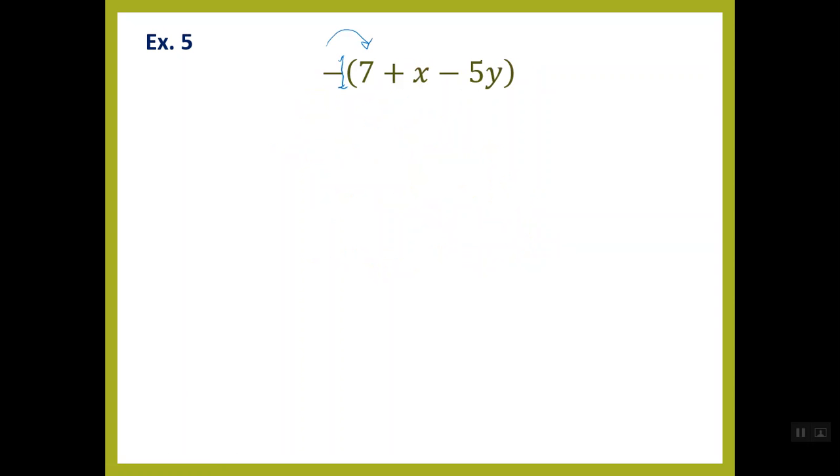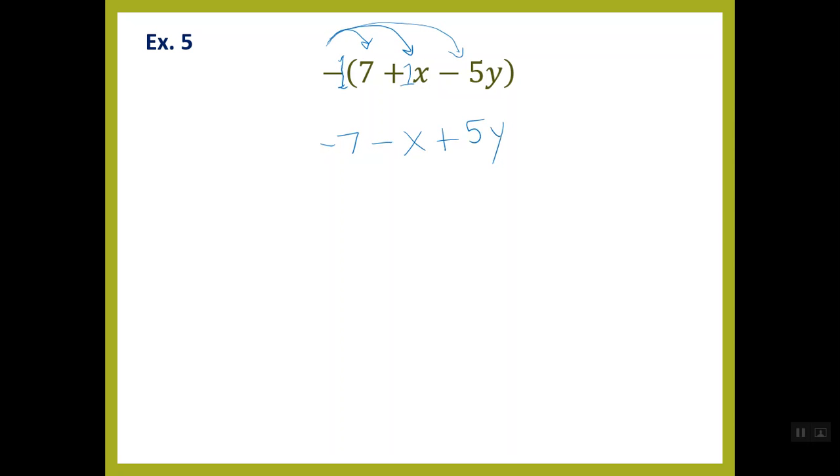Negative 1 times 7 is negative 7. Negative 1 times x, well, this is like a 1x, and negative 1 times 1 is negative 1. So we would have negative 1x. We don't really like to write the 1 there. It's more simplified if we don't write the 1. So we're going to write negative x. And then negative 1 times negative 5y is plus 5y.